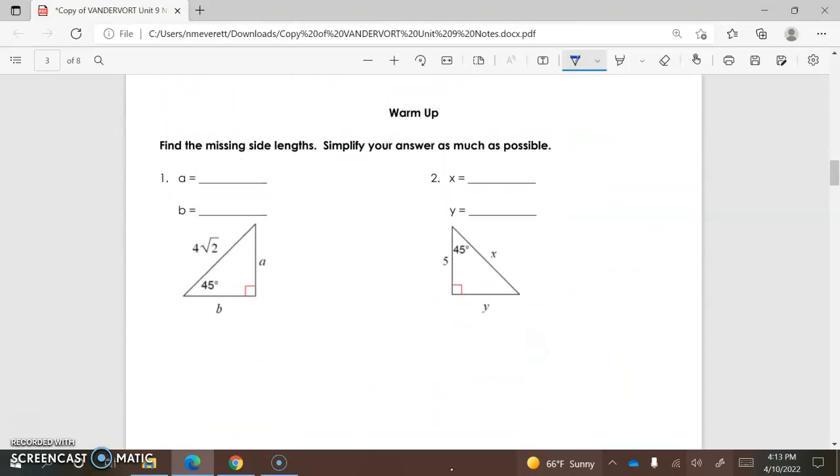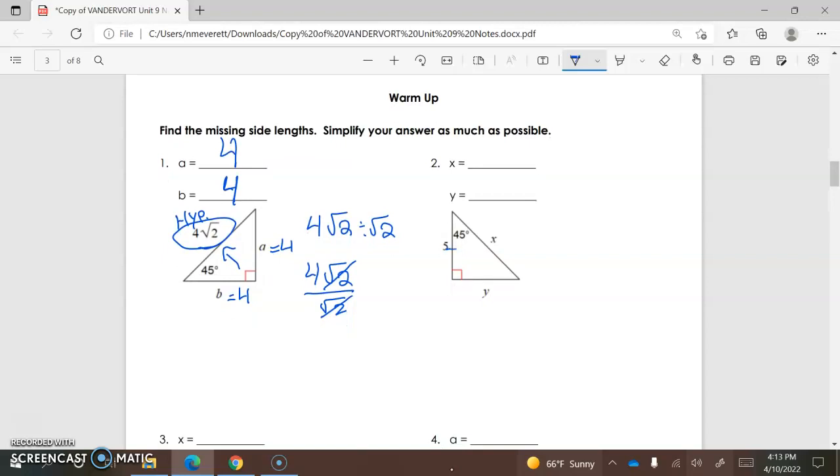And I'm going to work this number 2 one out, and actually work both these out. So this one here, a and b. 4 square root of 2 is our hypotenuse. If we're given the hypotenuse, we do 4 square root of 2 divided by the square root of 2. Cancel both these out, and then both a and b are going to be equal to 4. So a is equal to 4, b is equal to 4.